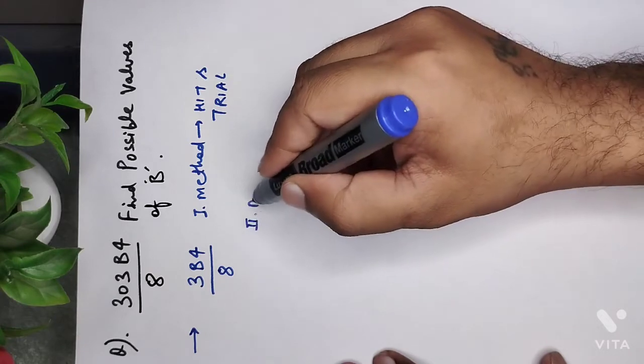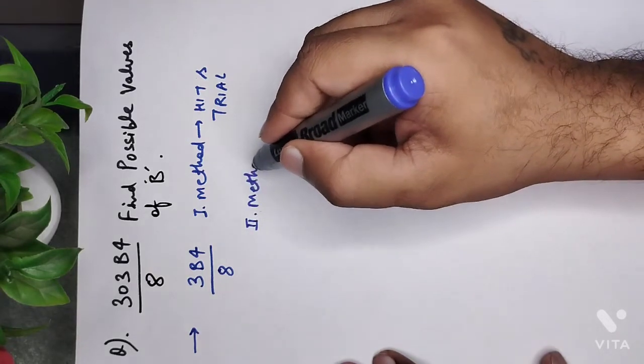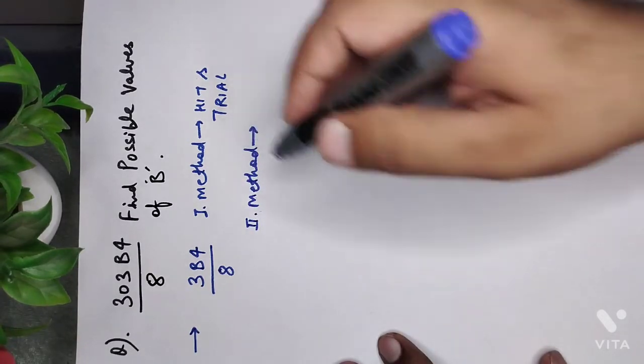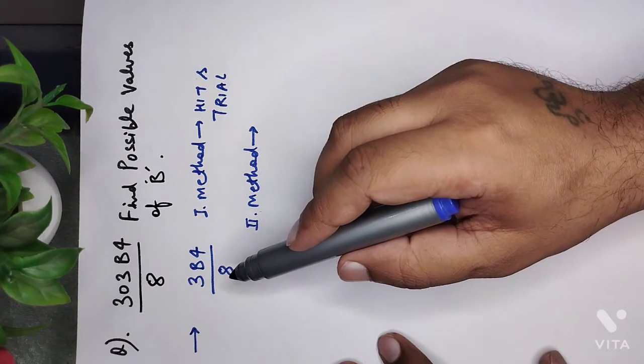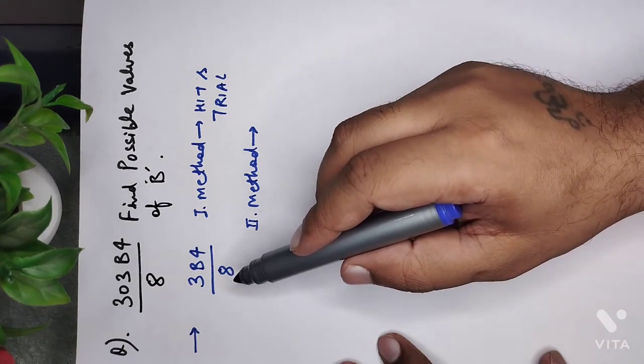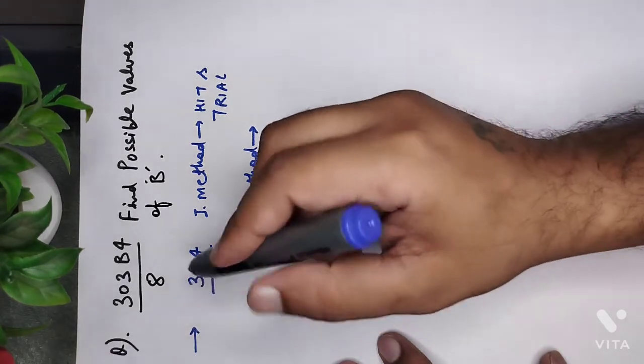Another method that we can do in this one is, we can just count the table of 8, that is, we can count the multiples of 8, and then we have to see such kind of number in which the 10th digit is 3.